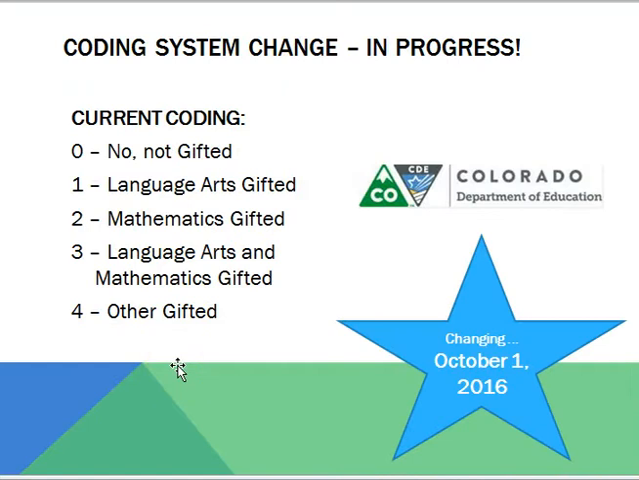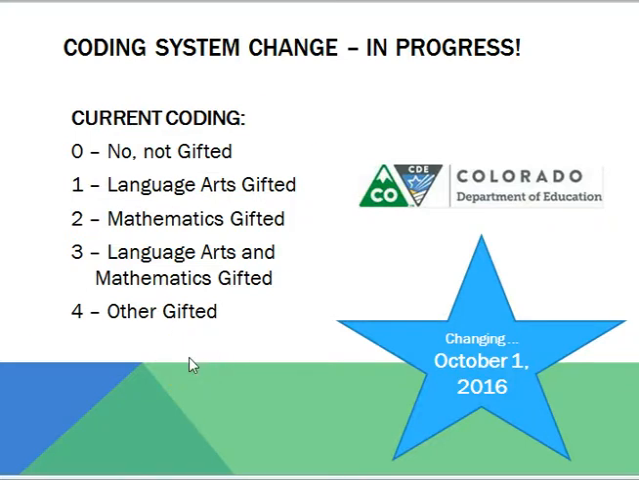The state of Colorado has a current coding system for gifted ed, and this has been in place for quite some time. The problem with this coding system is it doesn't actually align with the law because there are several categories that a student can be identified gifted, but unfortunately the coding system is not delegated in the same way. The current coding system shows 0 for not gifted, 1 being language arts gifted, 2 for mathematics gifted, 3 being language arts and math gifted, and 4 being other gifted. This is all going to change.